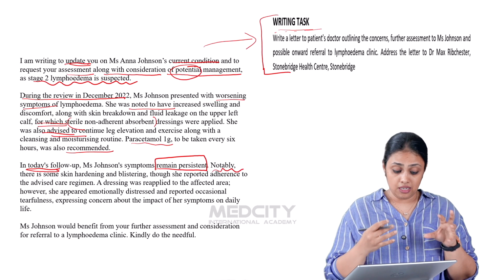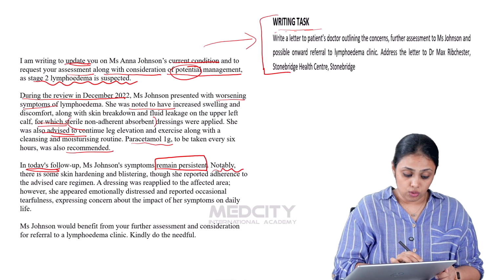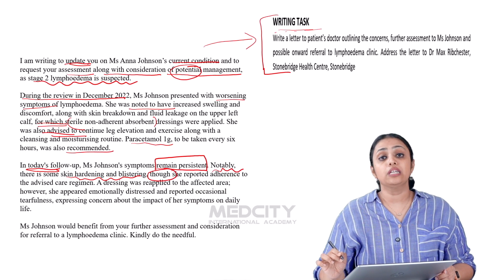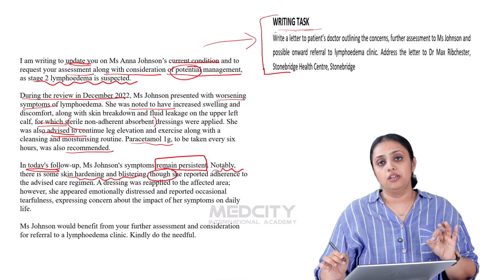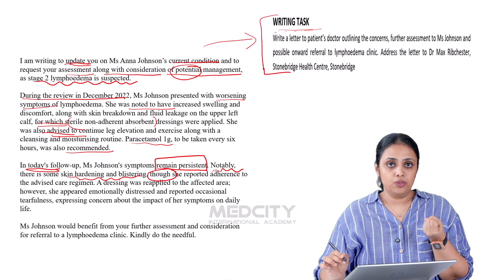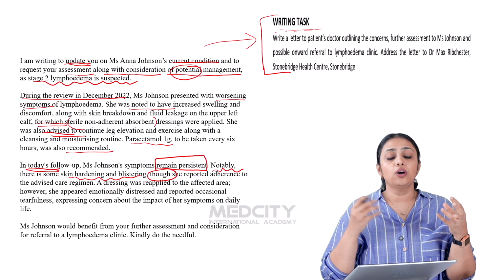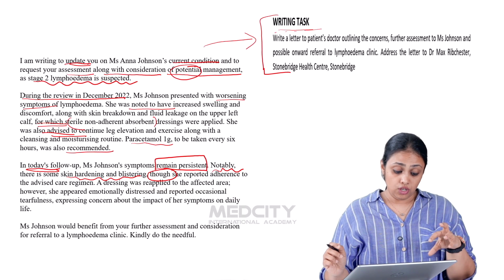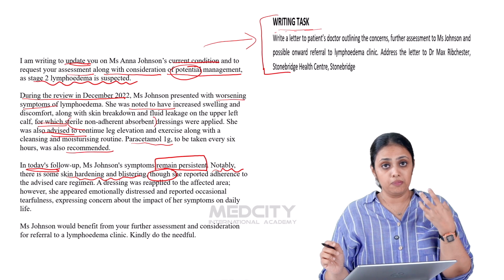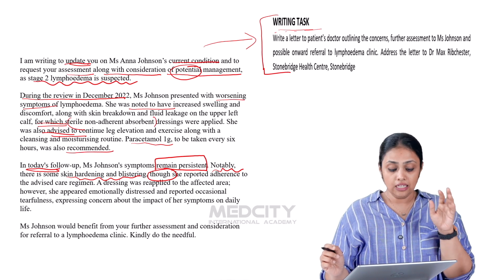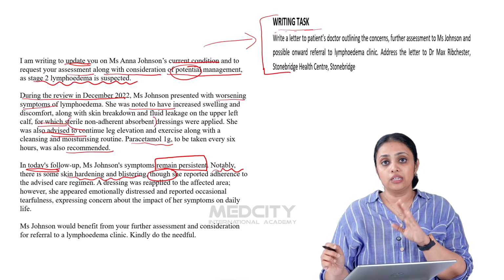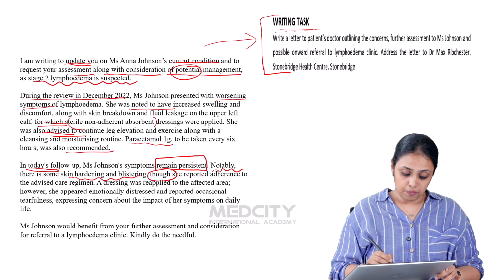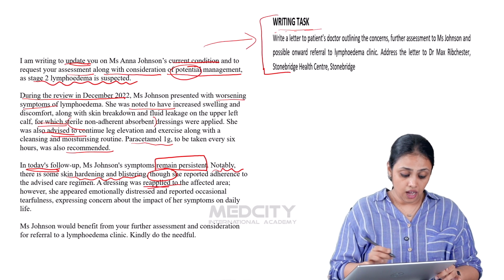Notably, now you're talking about this new development. The symptoms are still persistent, but notably something else has also developed, that is skin hardening and blistering, though she reported adherence to the advised care regimen. See how connectors have been used. That is also important: how do you use complex connectors to develop complex compound sentences? Here you are connecting the idea that new developments have happened despite the patient reporting that she is compliant or adherent to the care regimen. Then a dressing was reapplied to the affected area.